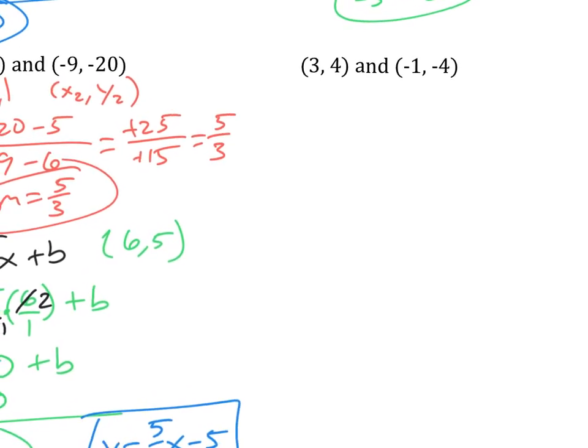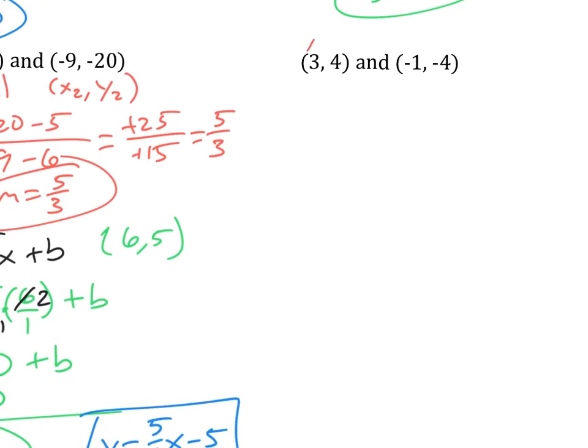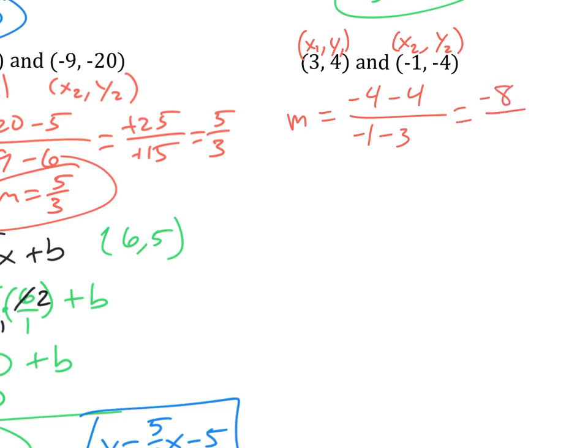All right, one last example here. We have x1 comma y1 and x2 comma y2. We'll do our slope is equal to y2, which is negative 4, minus y1, which is 4, over x2, which is negative 1, minus x1, which is 3. So we'll get negative 4 minus 4 is negative 8, divided by negative 1 minus 3 is negative 4. Negative 8 divided by negative 4 is going to be a positive 2. So our slope here is going to be 2.